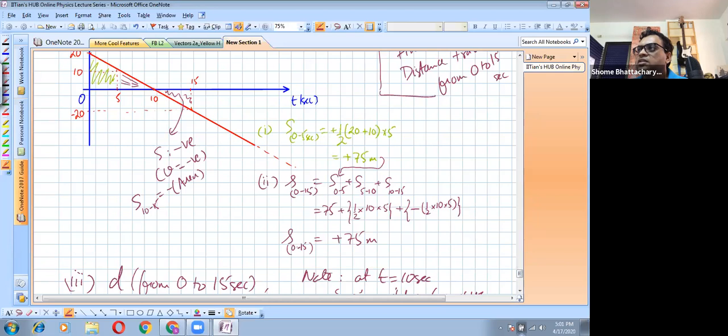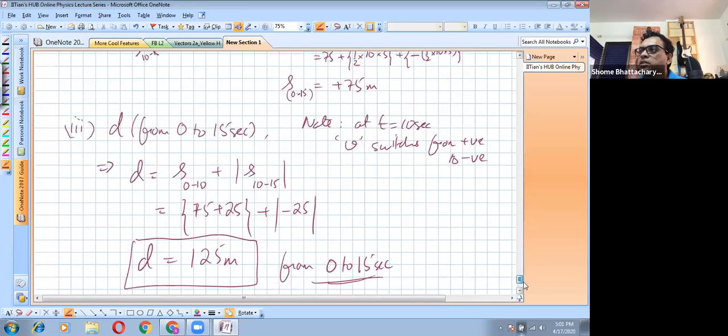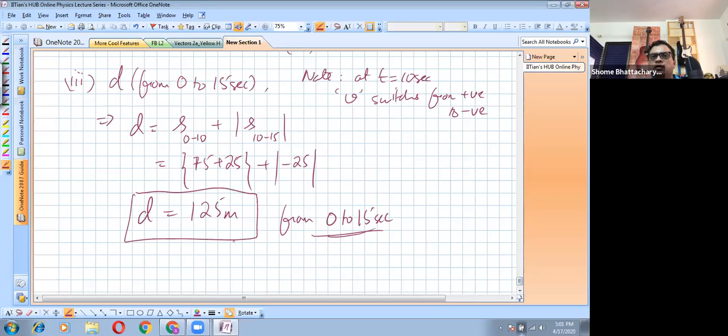So, these three values just come in with mod. So it is mod 75 plus mod 25 plus mod of minus 25. That's why, instead of plus 75, with the mods, it just comes out to be 125. Right, so this is the story about the second equation of motion and how to use it.